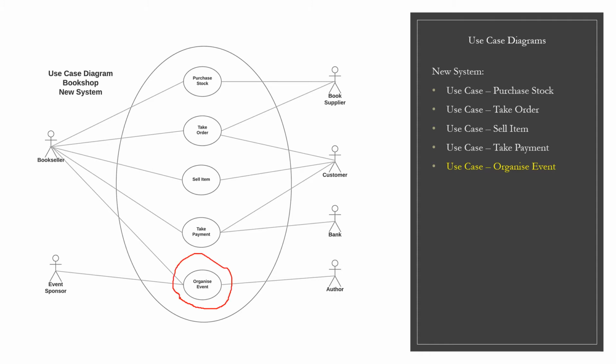In terms of actors and associations, the bookseller organises the event, and we have 2 new actors: the author, who would present the event, whether it's a talk or a book signing or anything else, and an event sponsor who may support an event, either financially or in some other way.